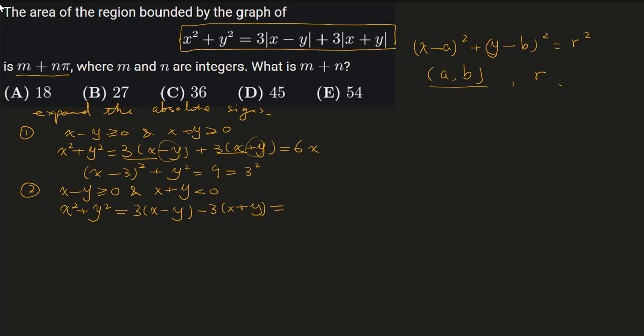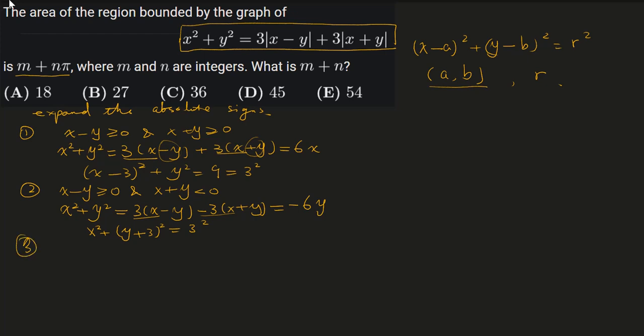Now let's collect the terms. So we have a 3x and a minus 3x. Therefore, the x terms cancel out. We have a minus 3y and another minus 3y. So that's minus 6y. Now let's rewrite this in the standard circle format. x squared plus y plus 3 squared equals 3 squared. Then let's look at the third case.